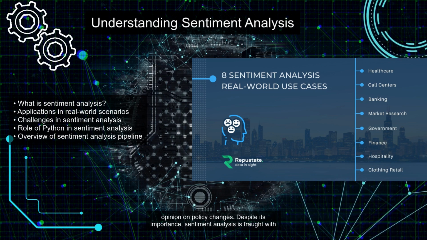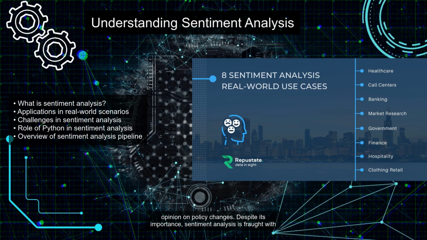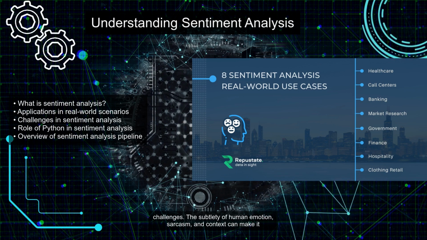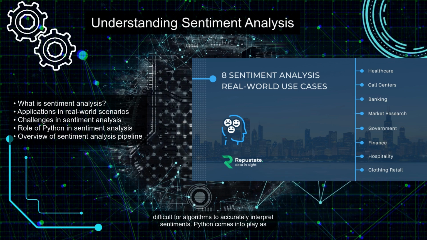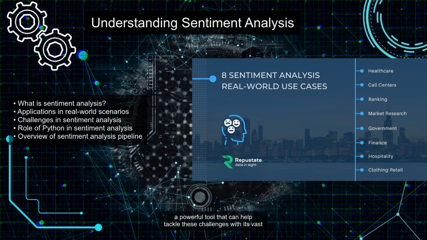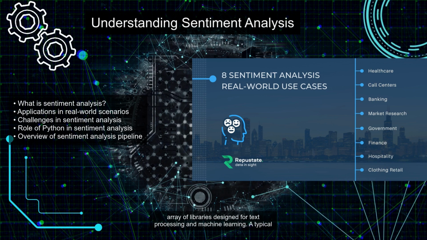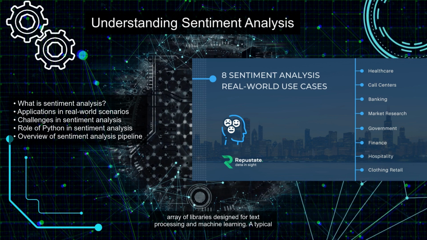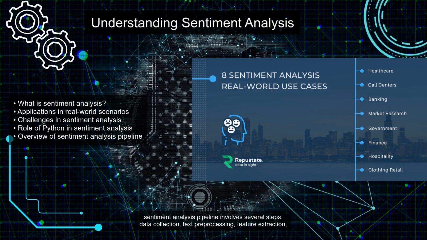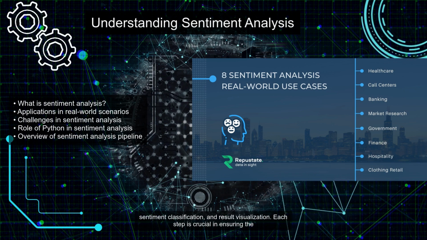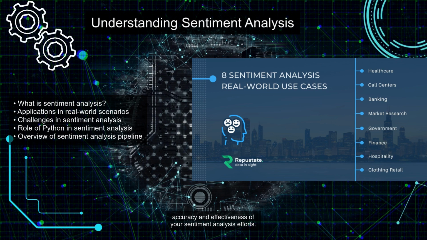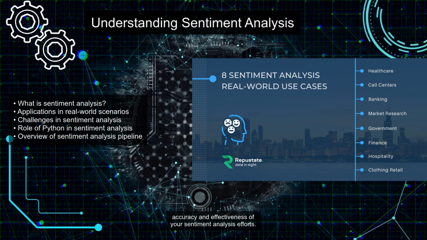Despite its importance, sentiment analysis is fraught with challenges. The subtlety of human emotion, sarcasm, and context can make it difficult for algorithms to accurately interpret sentiments. Python comes into play as a powerful tool that can help tackle these challenges with its vast array of libraries designed for text processing and machine learning. A typical sentiment analysis pipeline involves several steps: data collection, text preprocessing, feature extraction, sentiment classification, and result visualization. Each step is crucial in ensuring the accuracy and effectiveness of your sentiment analysis efforts.